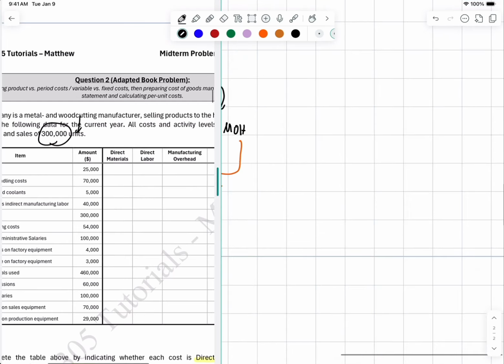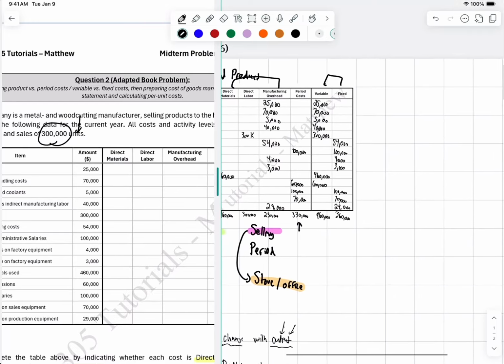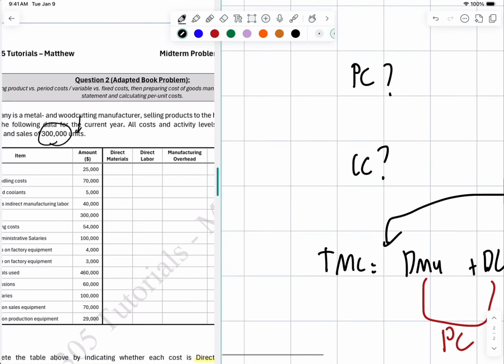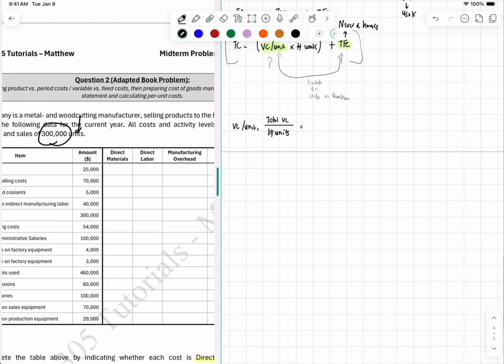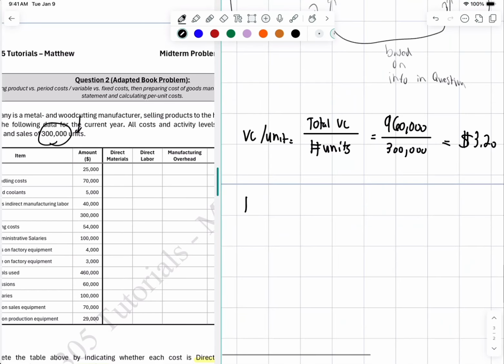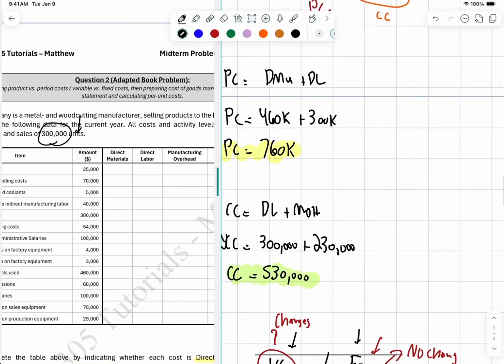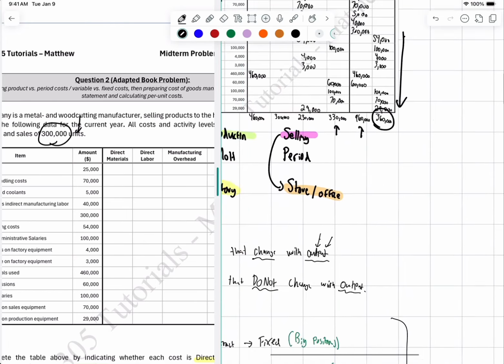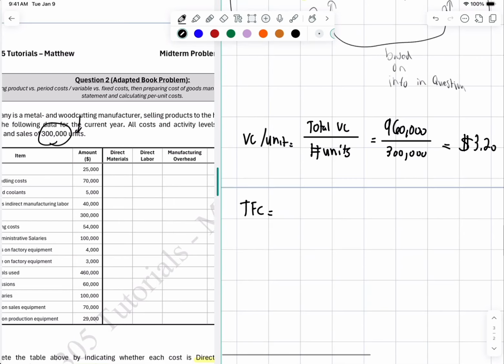Now, going through the variable cost, we see here that our variable cost is 960,000, based on the original information in the question. So to spend 960,000 in variable cost, we produced and sold 300,000 units, which gave us a variable cost of $3.20 per unit. Then our total fixed cost: there's literally no math to do other than just adding up the whole column, which we did. It's 360,000. So your total fixed cost is 360.